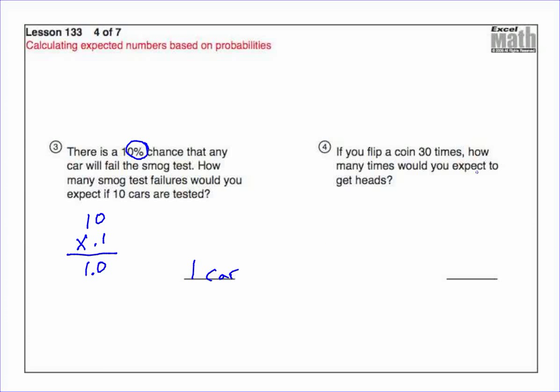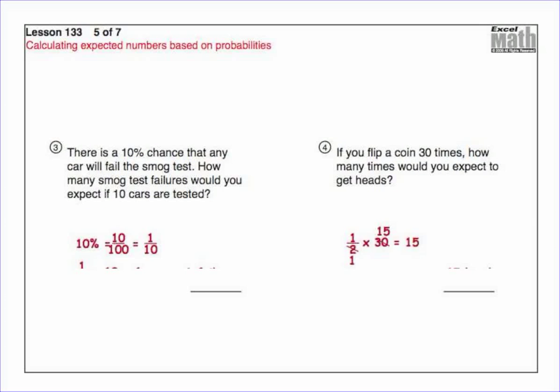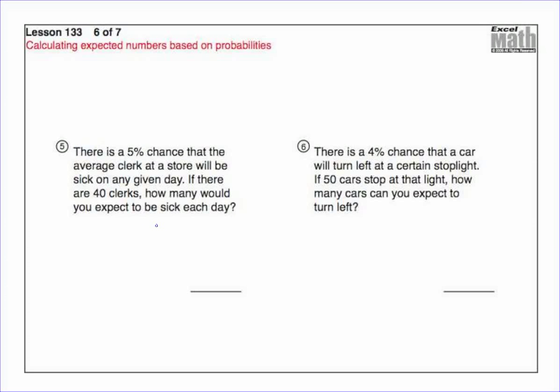If you flip a coin 30 times, how many times would you expect to get heads? Well, half of the times you would expect to get heads. That's a probability. And 30 times 1/2, you can divide both of these by 2, and we get 15. Of course, most of you probably thought, well, let's just divide by 2, which is basically what we're doing here. It's just a fraction problem. So we'd expect 15 heads. All right, let's keep going. Go ahead and pause the video, try these 2, and then turn it back on.